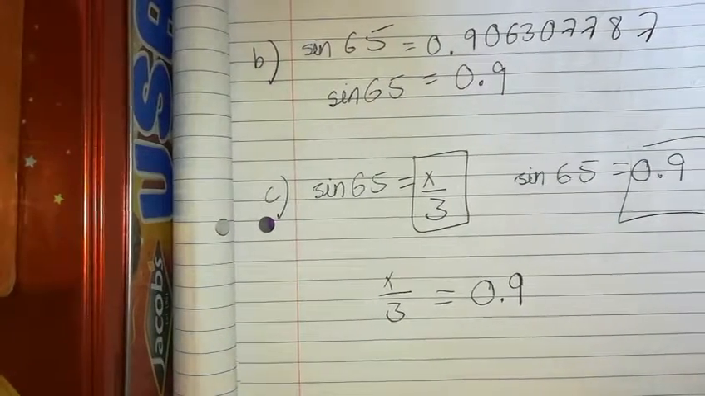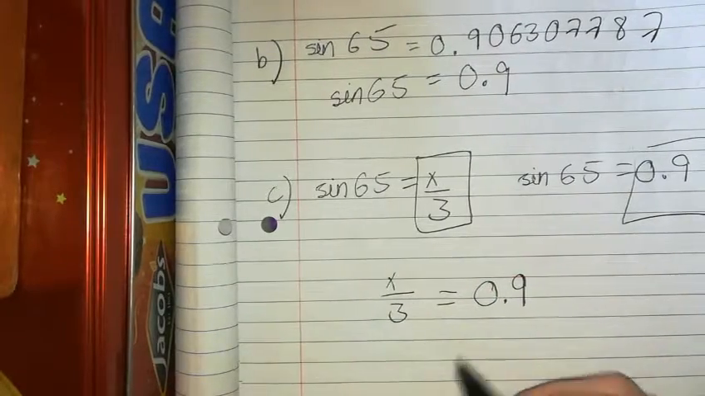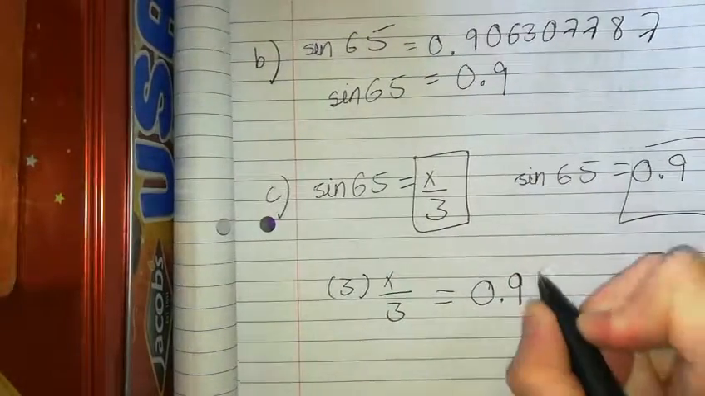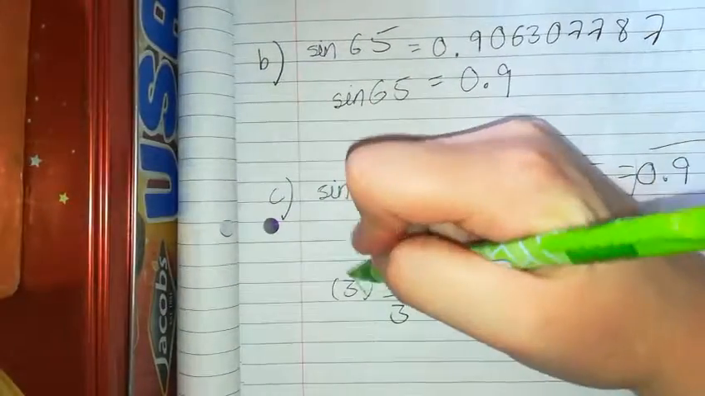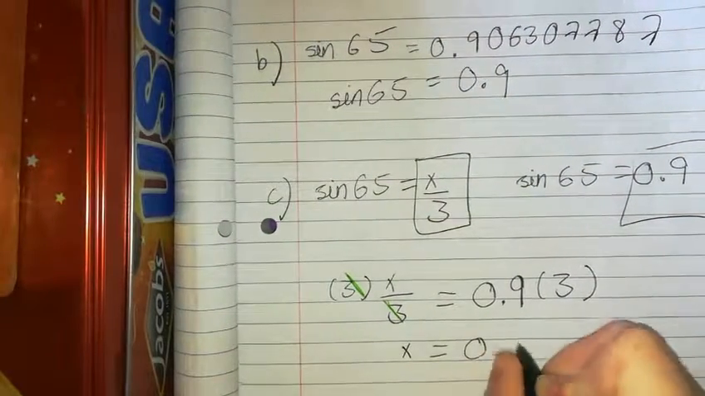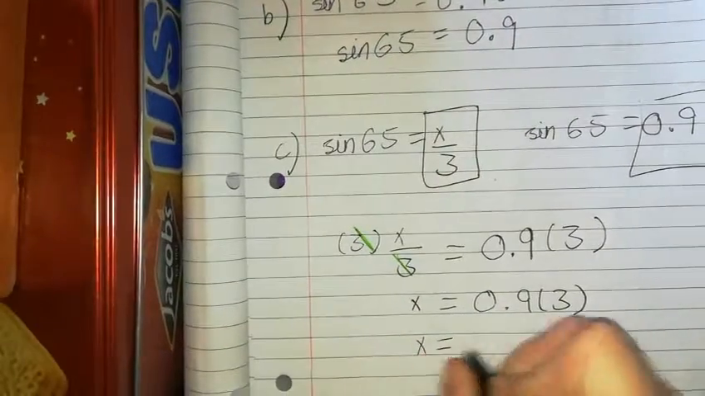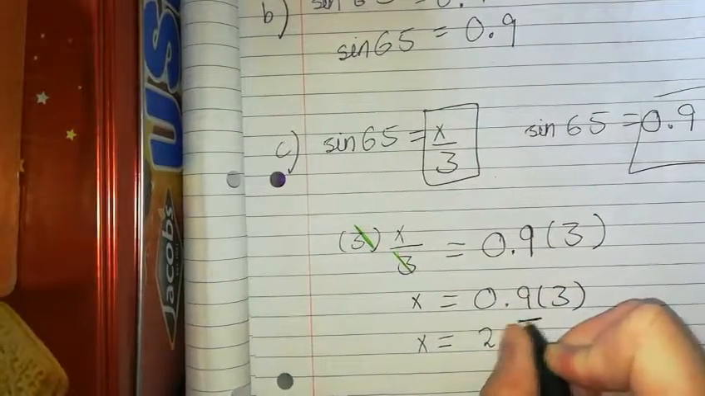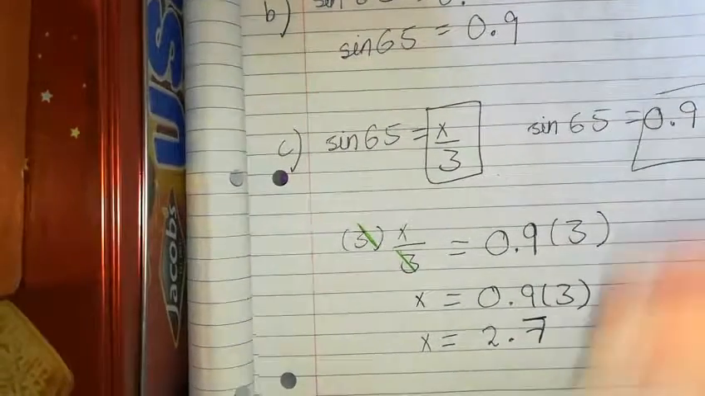If we want to get x by itself, we can multiply both sides by 3 to get rid of our fraction. We're multiplying by 3 on the top and dividing on the bottom, so they cancel, and we get x is equal to 0.9 times 3. We can just do that on our calculator, and we get x is equal to 2.7. So we get an answer of 2.7 for x, and that is our answer.